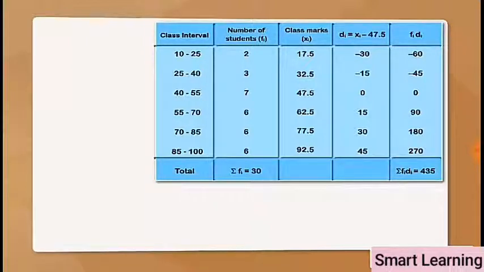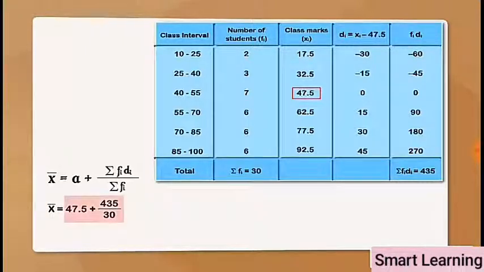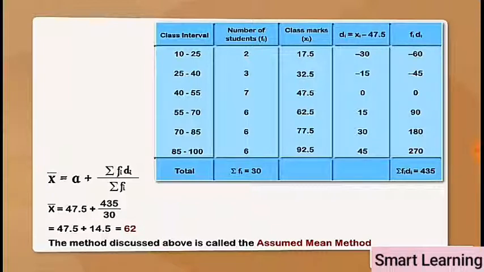The third step is to find the product of di's with the corresponding fi's and take the sum of all the fi di's. The mean x bar here will be the sum of A and sigma fi di upon sigma fi. Substituting the values of A, sigma fi di and sigma fi, we get x bar is equal to 47.5 plus 435 upon 30 is equal to 47.5 plus 14.5 is equal to 62. Therefore, the mean of the marks obtained by the students is 62. The method discussed above is called the assumed mean method.